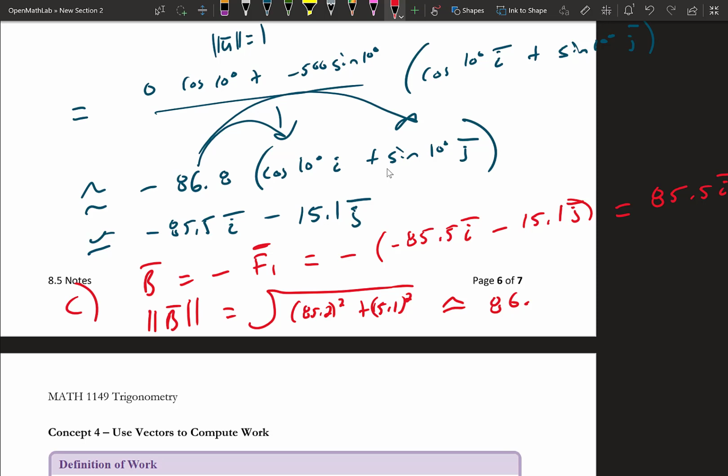let's see. I wasn't told to round to a certain amount. Let me throw this in my calculator real quick. I forget. 85.5 squared plus 15.1 squared.